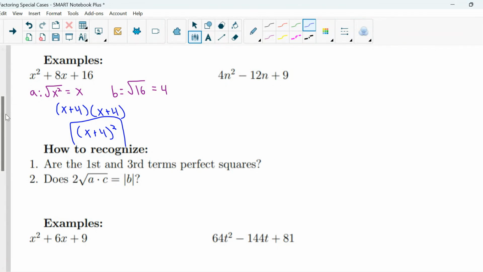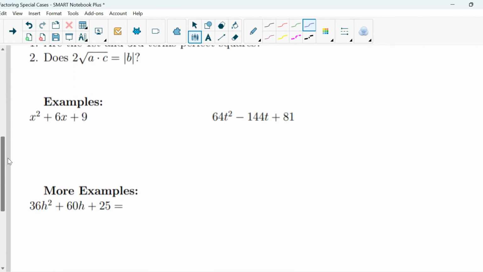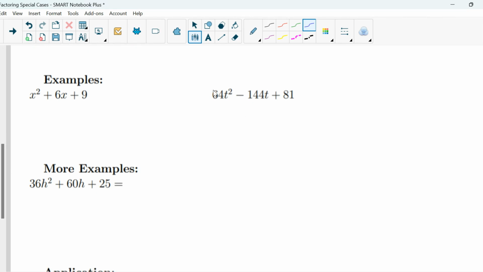So let's go over one more example here. This time, I'm going to do the one on the right. So once again, see if these are perfect squares. Well, in this case, 64t squared, well, that's a perfect square. 81 is a perfect square. So most likely, I have a perfect square trinomial here.